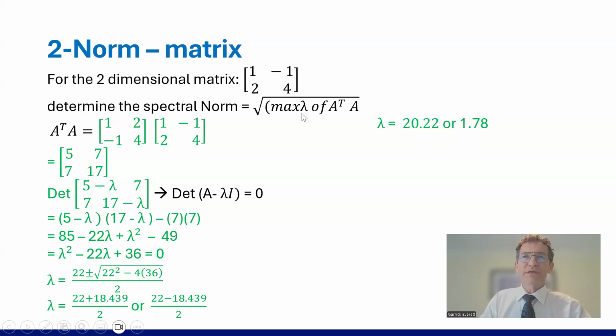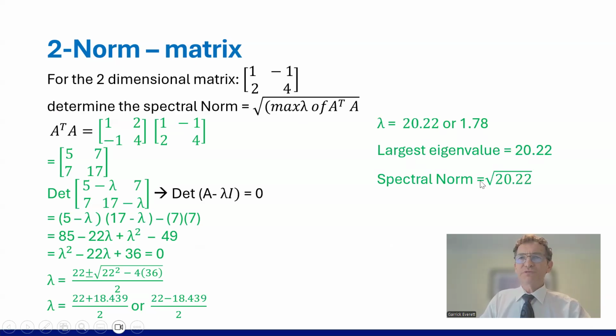We want the maximum lambda, so that is 20.22. That is the biggest one. So the largest eigenvalue is 20.22. And the spectral norm is therefore the square root of 20.22, which is 4.497. Okay, so that's how you do the spectral norm.